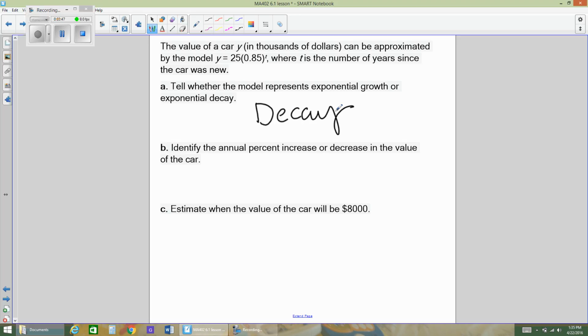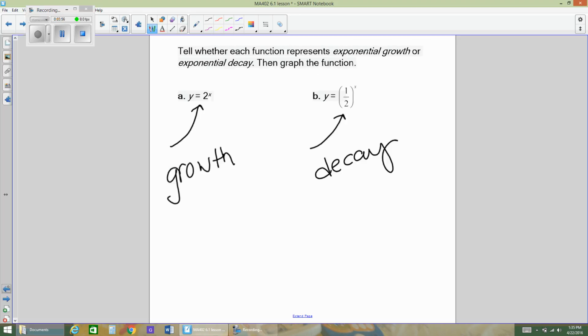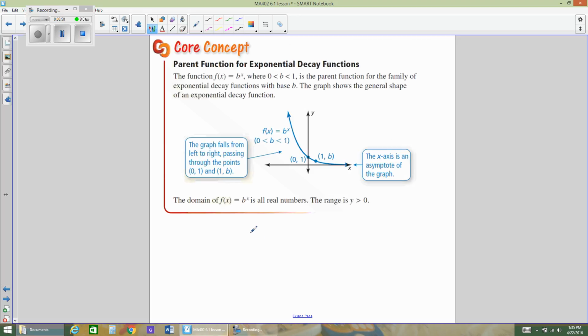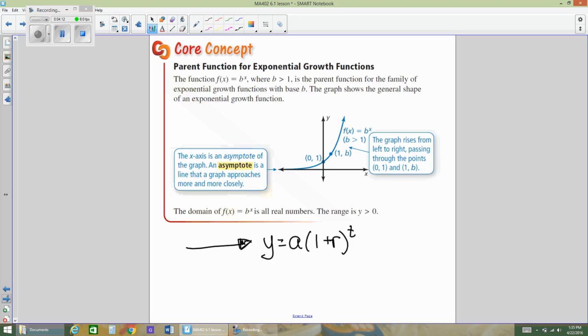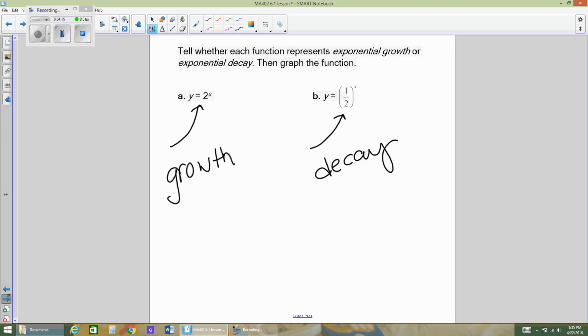It says identify the annual percent increase or decrease in the value of the car. Well, we have to go back to our cheat sheet because I forgot to tell you here for our real life model for decay, you subtract the rate. Okay, so make sure you add that to your cheat sheet. Decay is subtraction, and look at that. Growth was addition. Okay, sorry I forgot that, guys.